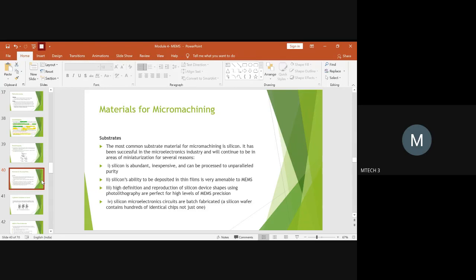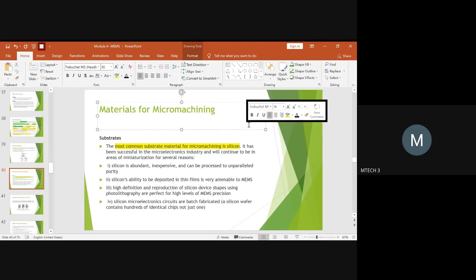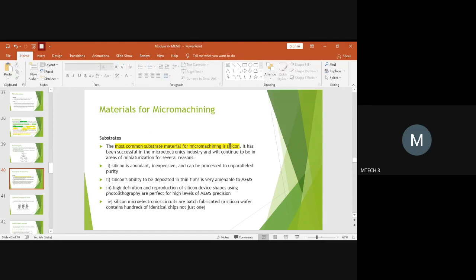So this is nothing but our substrates. Here you have to see that the most common substrate material used in today's industries is silicon. Other than this, we have quartz, glass, and sometimes steel also. But the most common is silicon because it is flexible and economical, so it is better to use for a longer run. In many microelectronics industries, it has been used successfully and it is still serving as a good substrate material.